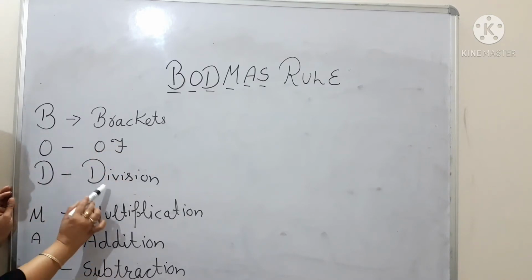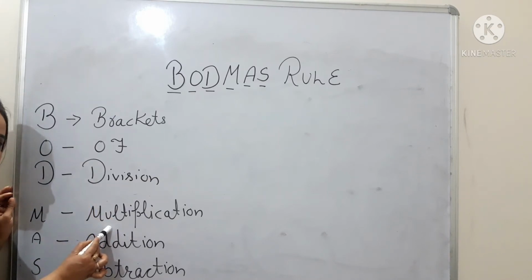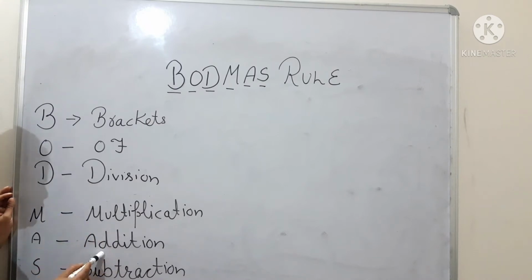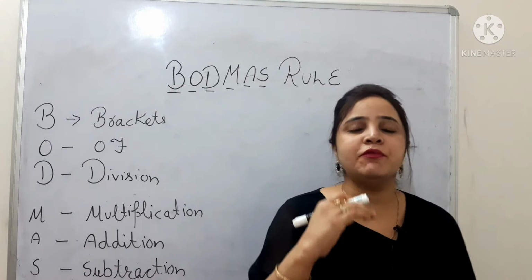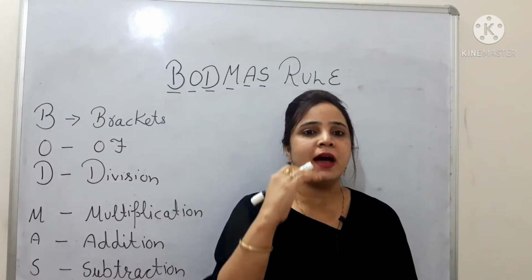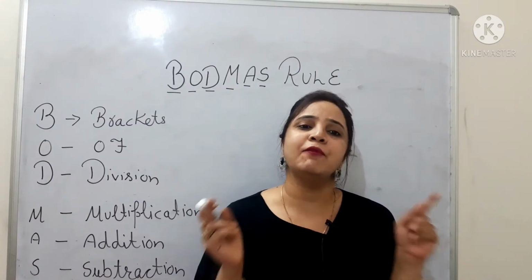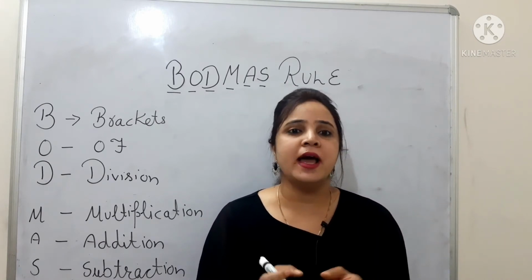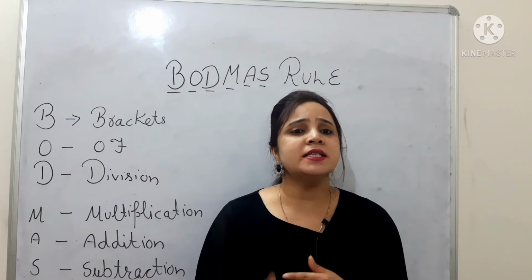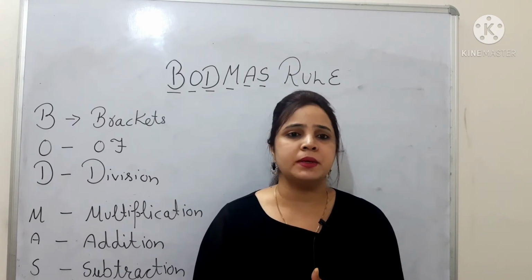Clear? After solving the brackets we have to solve the division, then we come to the basic fundamental operations: multiplication, then addition and then subtraction. So step by step we have to proceed. First we solve our brackets, then division, then multiplication, then addition and then subtraction. Let's understand this rule with the help of some examples.